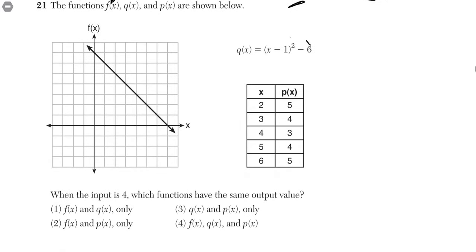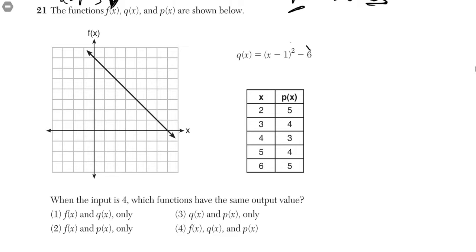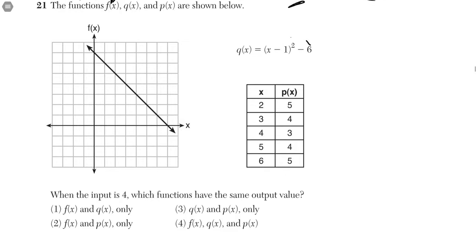Okay, 21. When the input is 4, which functions have the same output value? So when the input is 4, the input is the x value, right? So 1, 2, 3, 4. So the input is 4. In f of x, the output value is 1, 2, 3. So for number 21, when the input is 4, the output is 3.